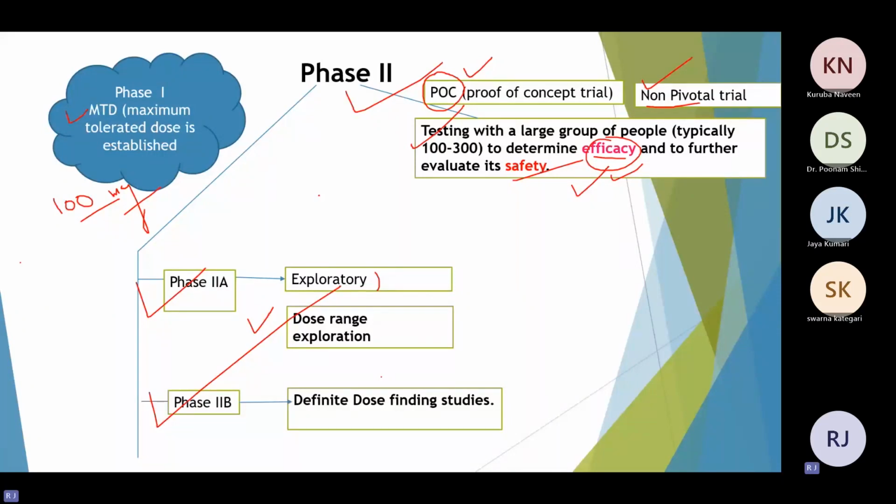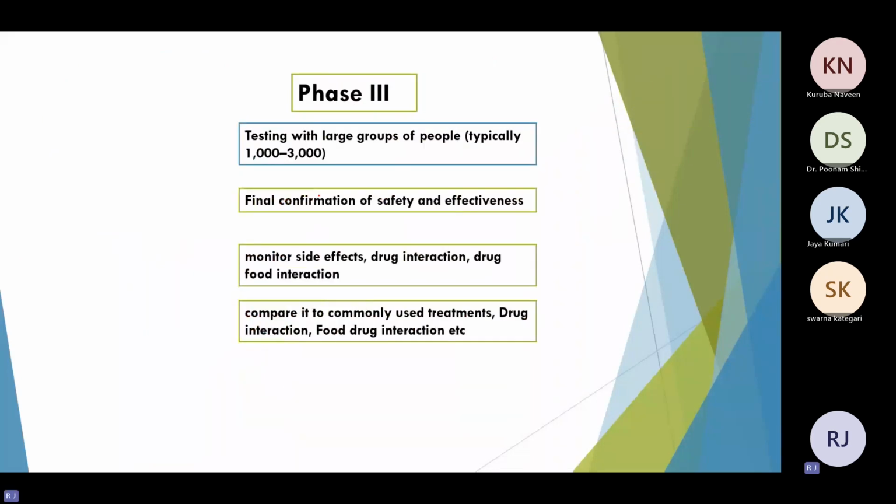Now once we know the best dose which is very efficacious, the drug is moved to phase 3. Phase 3 is done in large group of people, highest like 3,000, sometimes 10,000 also. Like the vaccine trial that we had in COVID, that was done in more than 10,000 people. So generally it is done between 1,000 to 3,000 or 4,000 people, and it is a final confirmation. For what? For safety and effectiveness. And why it is done? Now, minute side effects also we can determine here.